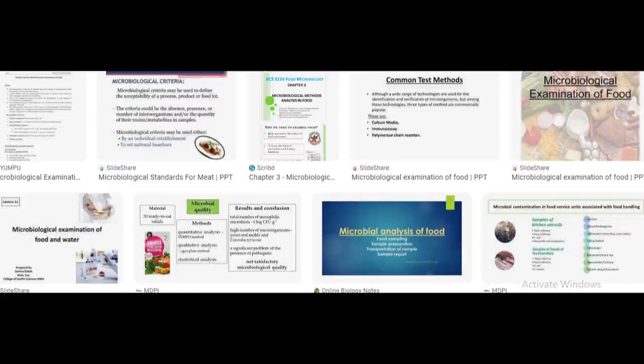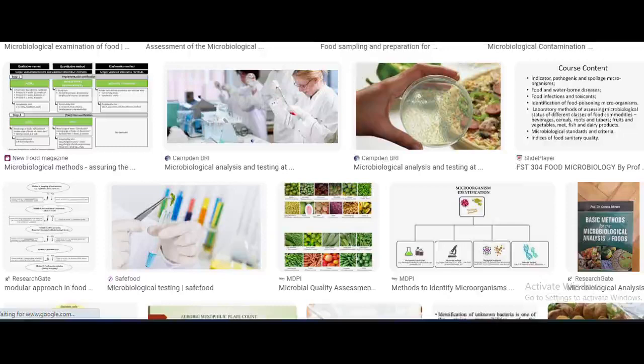So it is frequently necessary to conduct a microbiological examination of food to determine its quality. This may be necessary to examine its shelf life, its suitability for human consumption, or to confirm that it meets some established microbiological criterion.